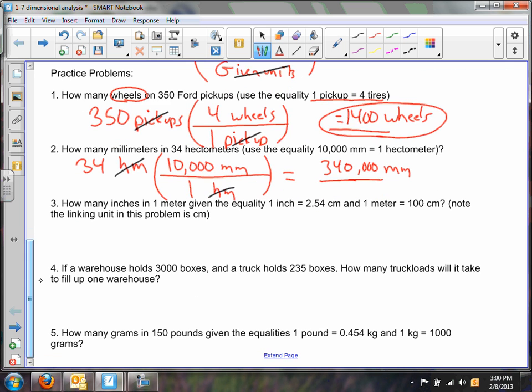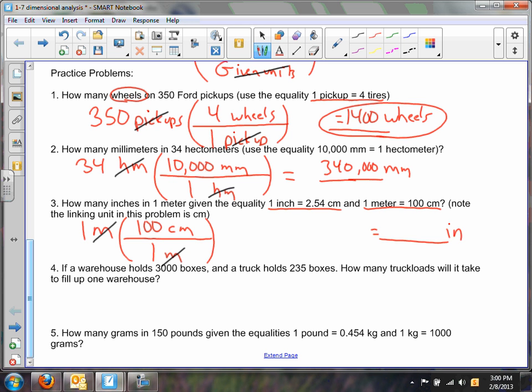Number 3, how many inches in 1 meter? This is what I know. I know an inch is that many centimeters, and I know a meter is 100 centimeters. Well, write down what I'm given, 1 meter, and what I want to find, inches. Well, I need to set up a conversion that gets rid of meters. What I'm given, I know I have 1 meter. That's the same thing as 100 centimeters. That's great. These units are gone.